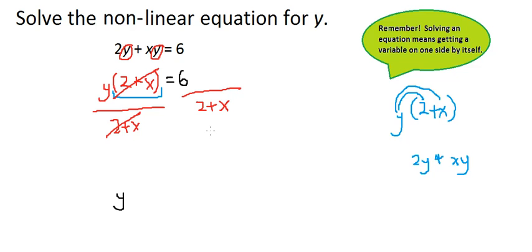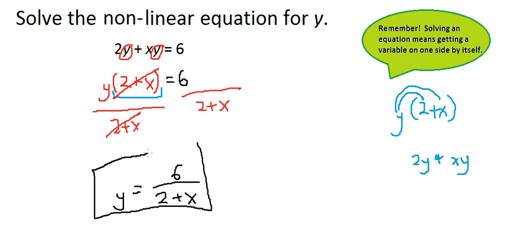So to get your final answer, you just write down y equals 6 over 2 plus x. The way you figure out whether or not this is correct is you look at your answer and ask, do I have y by itself? Why, yes, y is by itself. So this is my final answer. There's nothing else that you need to do.